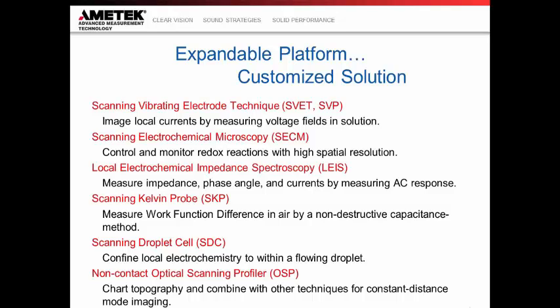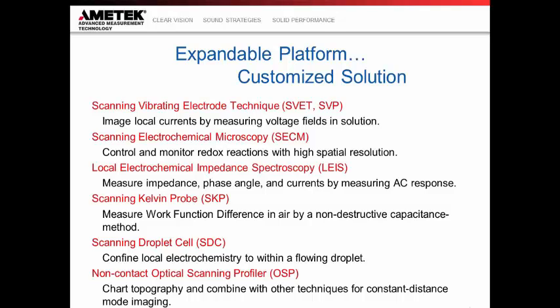Then the optical surface profiler is a laser-based technique that can be used for a couple of different nice applications. One is to chart the topography, so it gives you another piece of the puzzle, like we're saying, of the depth of pits in this type of application. It can also be used as a highly precise and accurate level for leveling of your samples. And it can also be used in combination with other electrochemical techniques in something called constant distance mode imaging.